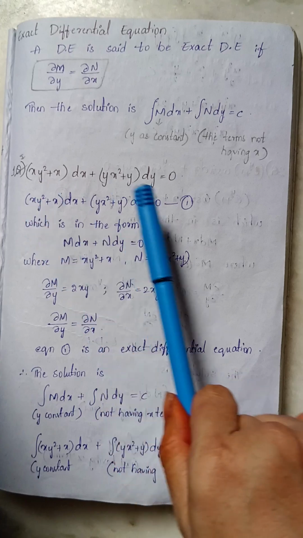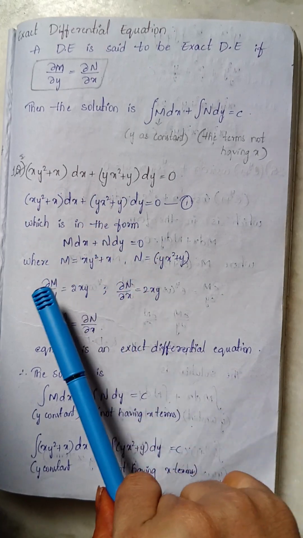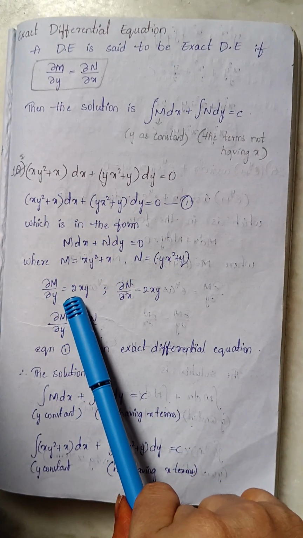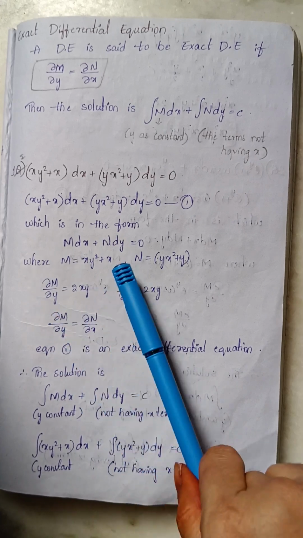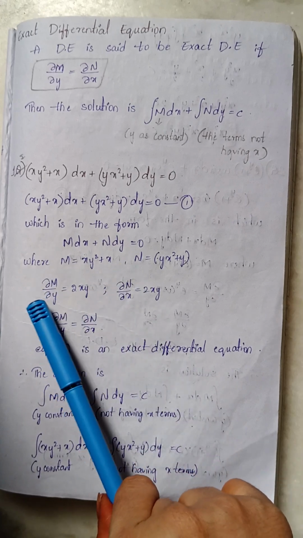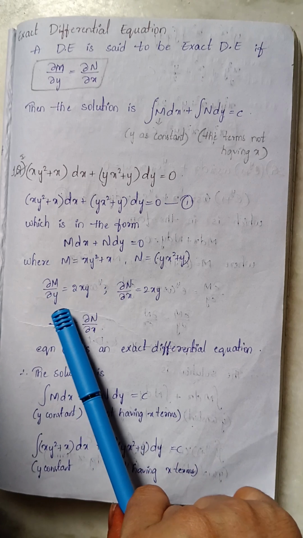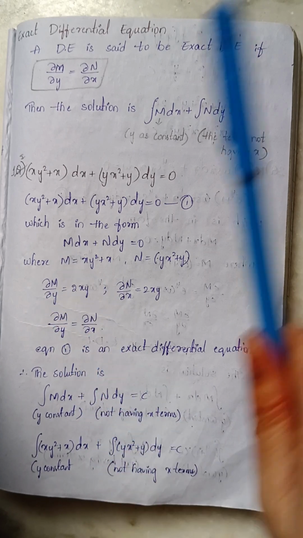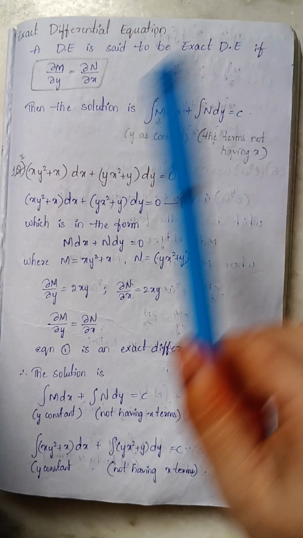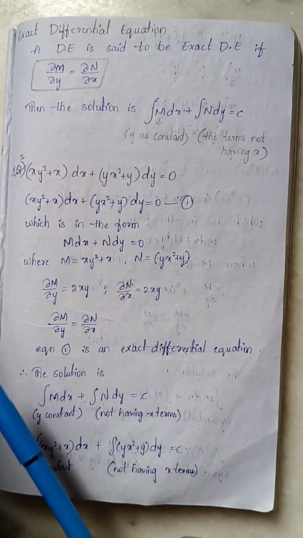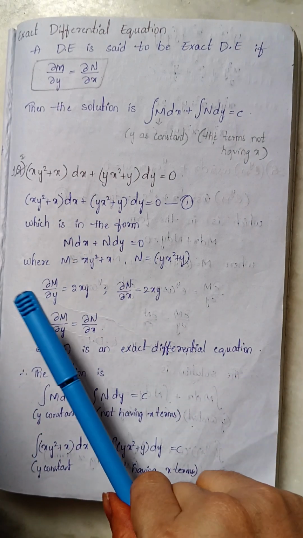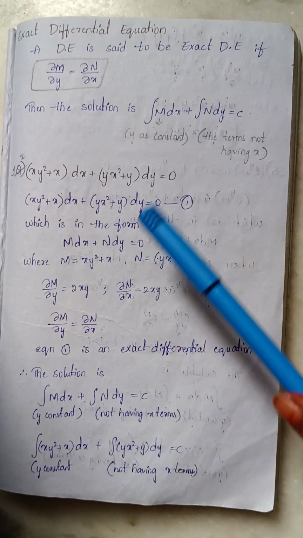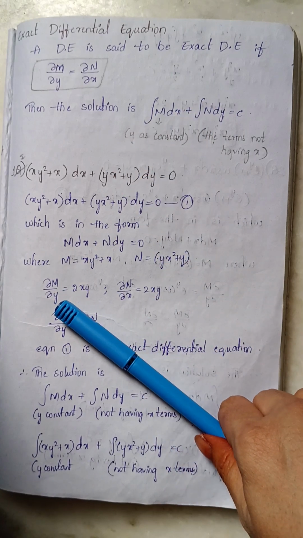The coefficient of dx is M, and the coefficient of dy is N here. Now, ∂M/∂y equals this ∂M/∂y. ∂M/∂y means partial differentiation with respect to y. We are doing partial differentiation, so x and y are two independent variables, right? Here M is a function. When we differentiate with respect to y, we take x as constant. With respect to x, we take y as constant.